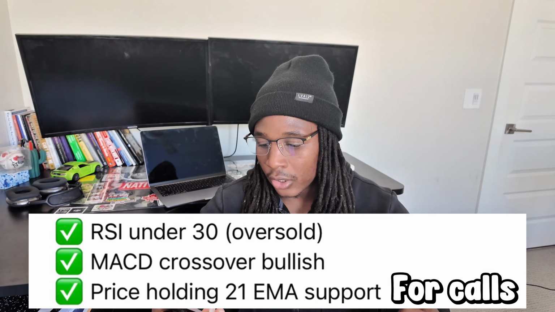One, check the RSI to see if it's under 30 or over 70, right? Depending if you're buying calls or puts, right? Boom. Check the MACD for crossover bullish patterns, right? Then third, check the EMA support if you're buying calls, right? So those are the 3 things you want to check, right? It is a 3 check simple rule, and those are the 3 things you want to check before you start marking up charts willy-nilly, right? It's going to save you a lot of time, right?